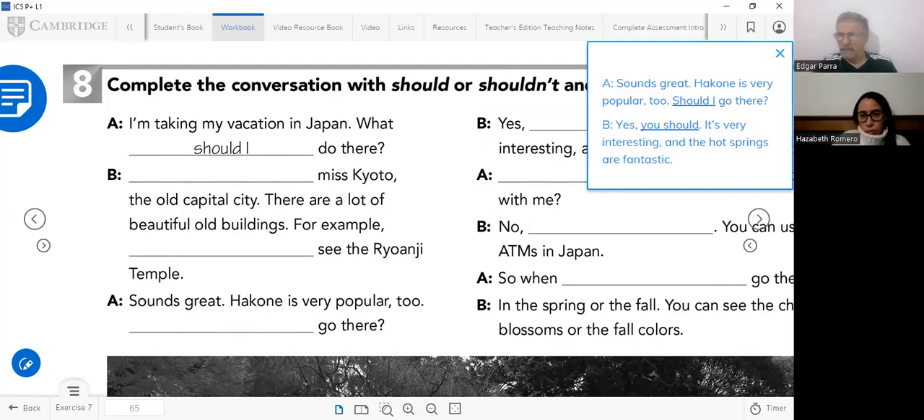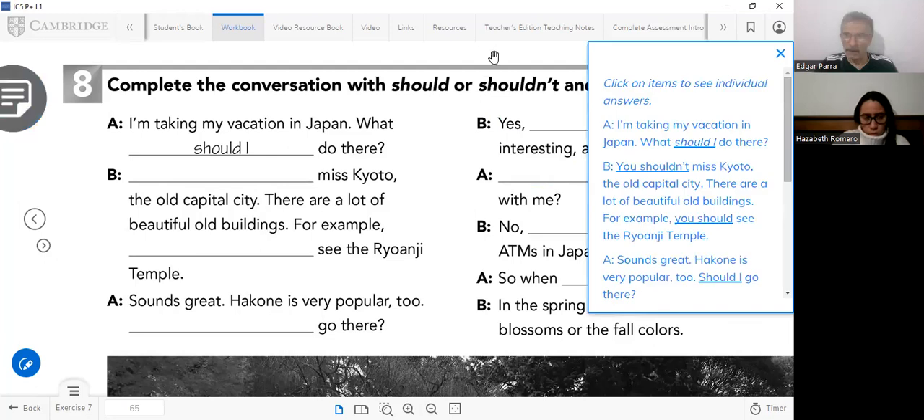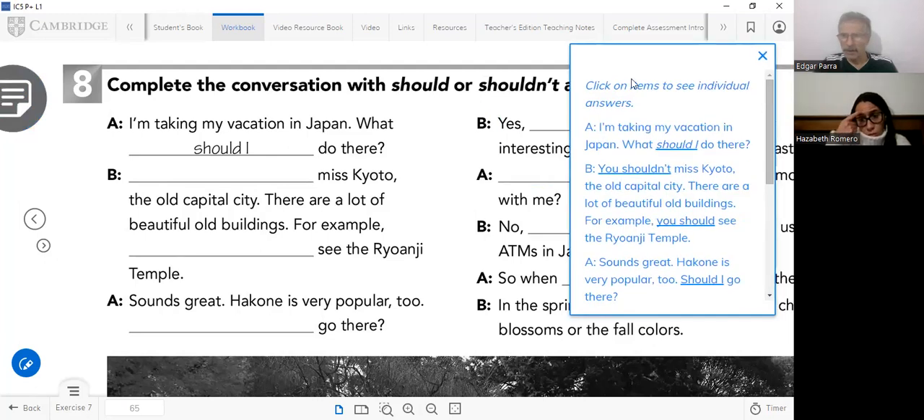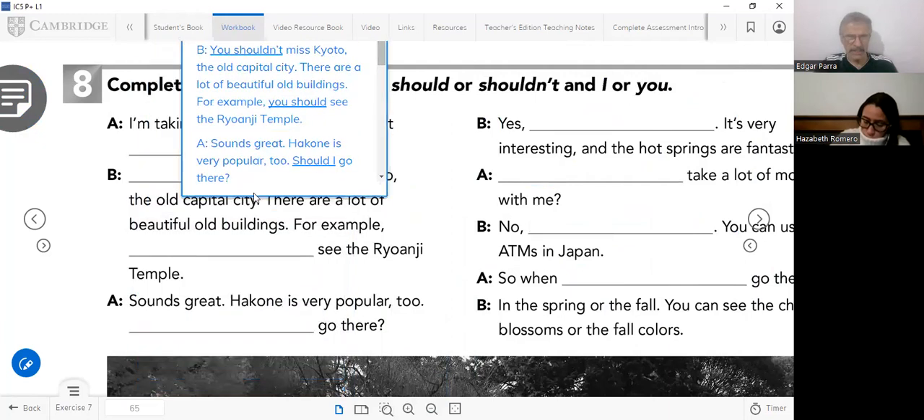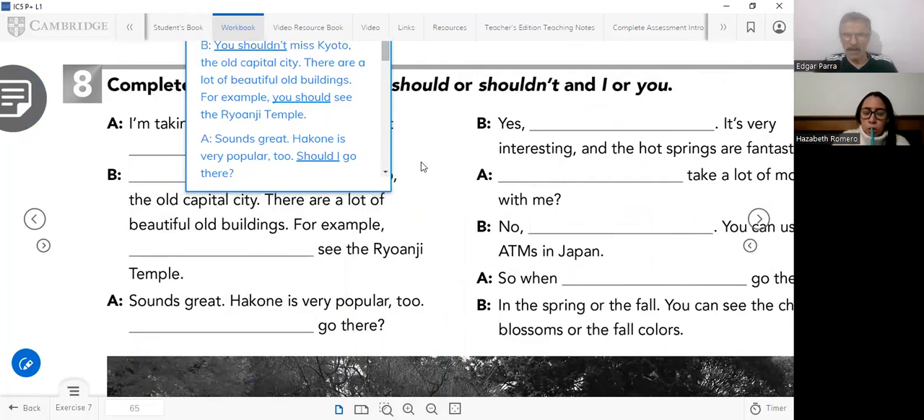No está aquí. ¿Por qué no está aquí? Bueno, pero está aquí. Vamos a ver. Should I go there? You see it here? Should I go there? Okay, continue reading this one here.